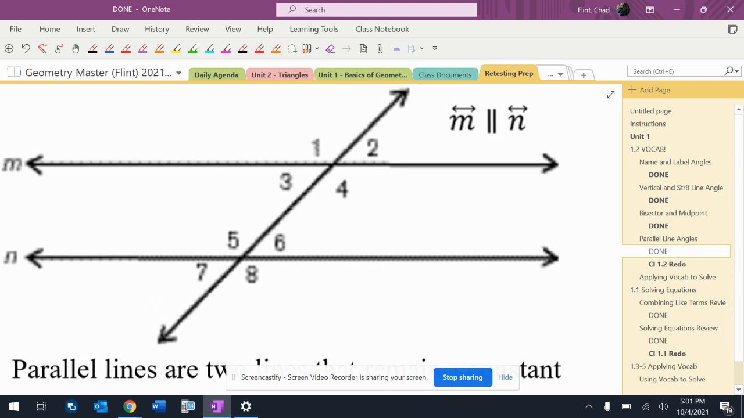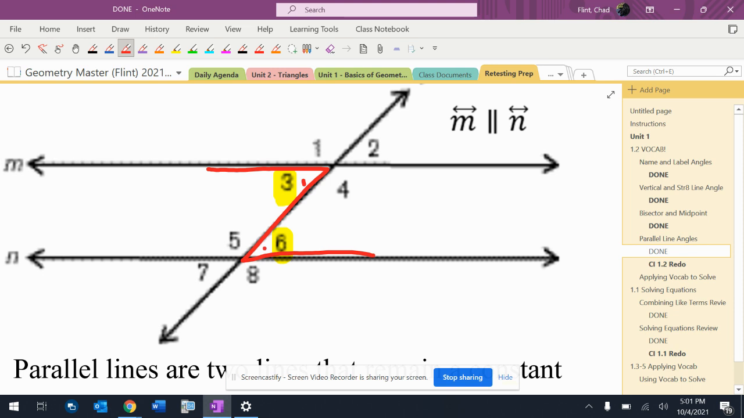So we'll go back into the picture here, and I'm going to walk through each one of them. The first one was alternate interior. Alternate interior angles are inside the parallel lines on opposite sides of the transversal. As an example, 3 and 6. Alternate interior always make some sort of a Z shape. It could be backwards, it could be upside down, it could be on its side, it kind of looks like an N. So they make that kind of Z shape, and they're always in the corners of the Z.